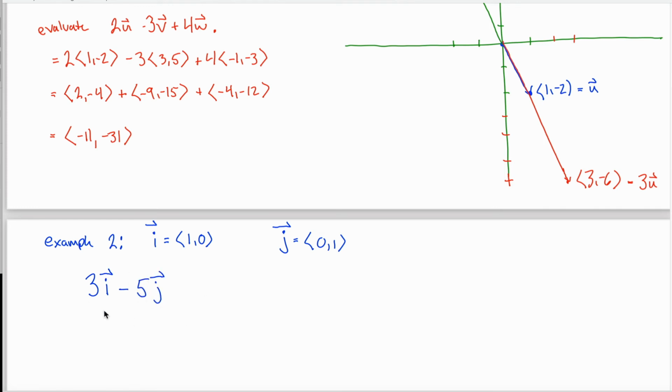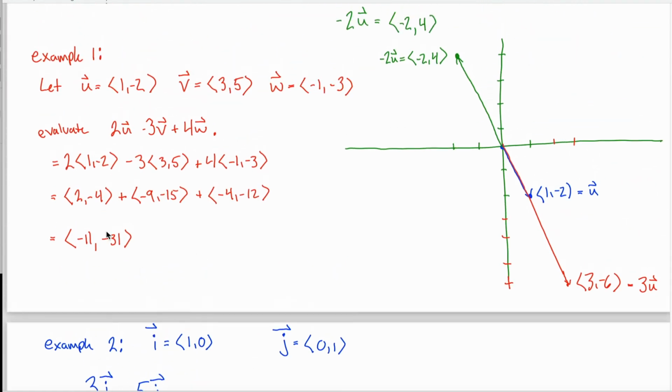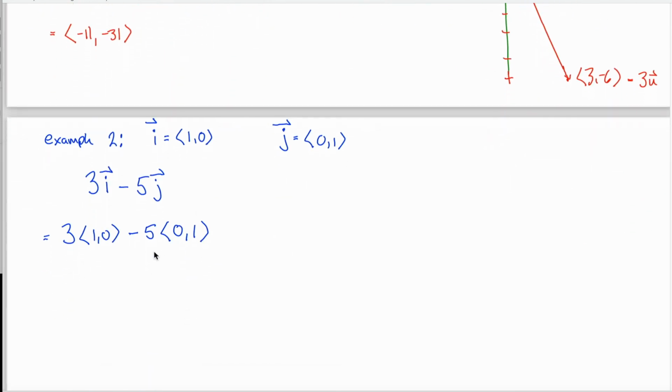Sure. Well, let's see what's going on here. Instead of writing i, I can write that vector in its component form, so 1, 0. And then instead of writing j, if I wrote that in its component form, I'd have 0, 1. Much like we saw above, we're first going to apply the scalars to the vectors before we add the vectors together. So if I apply this scalar of 3 to my first vector, I would get the vector 3, 0. And if I apply this scalar -5 to my vector j, I would get the vector 0, -5.